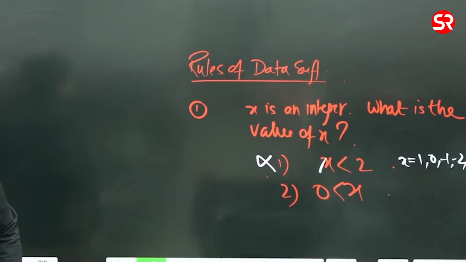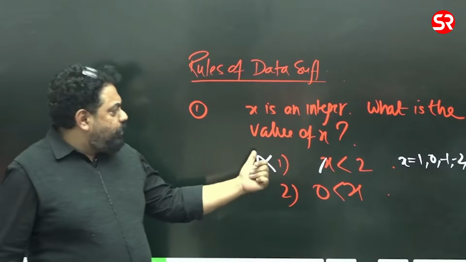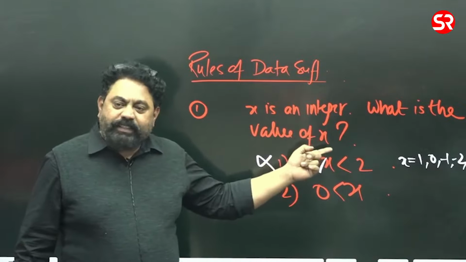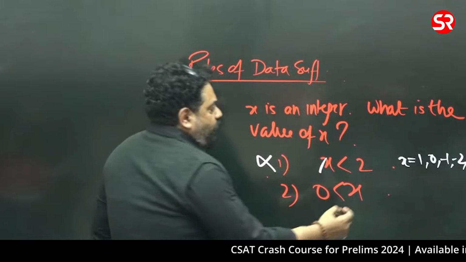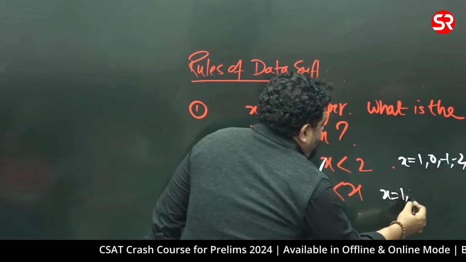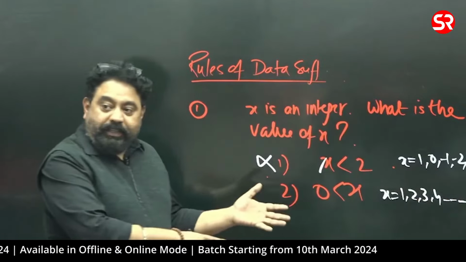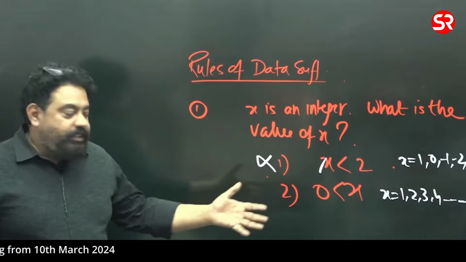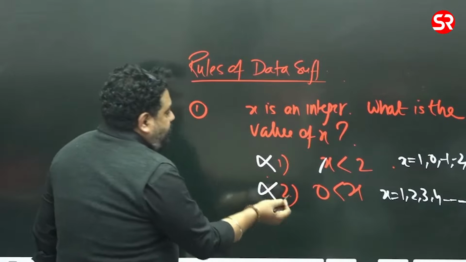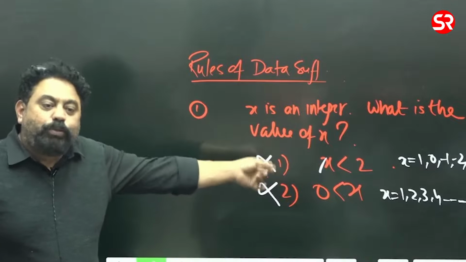हर्ष कैसा है, so listen to me, then again question पढ़ो. देखो, x is an integer, what is the value of x? x is greater than 0, which means now x can be equal to 1, 2, 3, 4, infinity. Sir, this is not an exact answer. It is a range of answers. Statement 2 does not give you the answer, which means now your answer cannot be 1, cannot be 2.